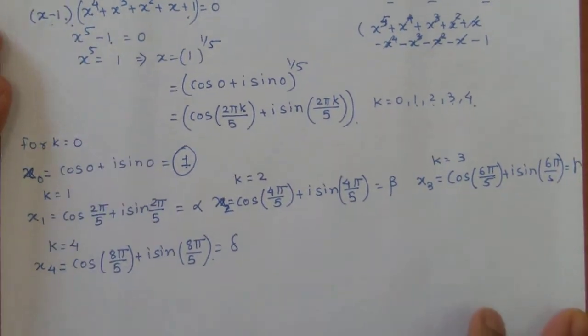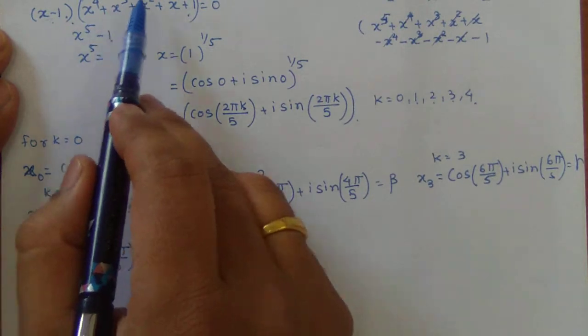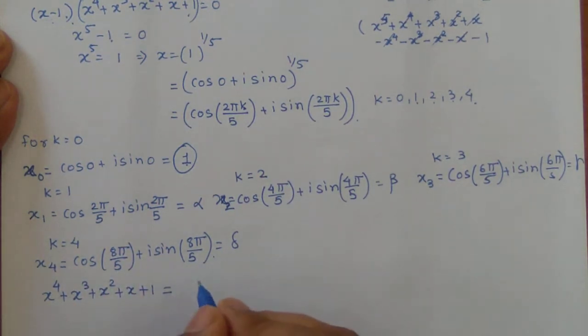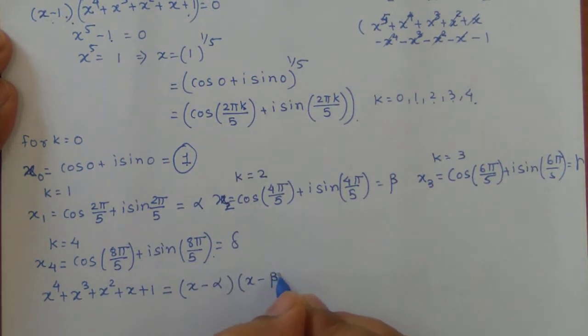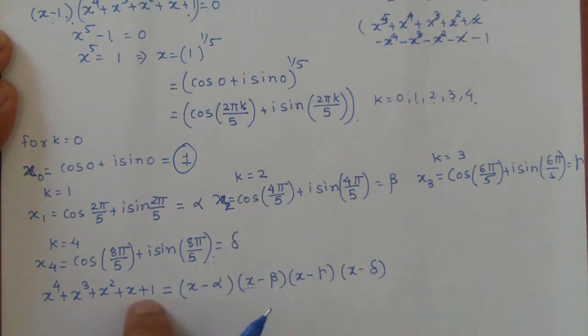Hence, as alpha, beta, gamma and delta are the roots of this equation, therefore one can write the polynomial x raised to 4 plus x cube plus x square plus x plus 1 in the form of x minus alpha into x minus beta into x minus gamma into x minus delta. That is the factorization format. We have factorized this particular polynomial based on its 4 roots. Okay. So hence we are getting this one.